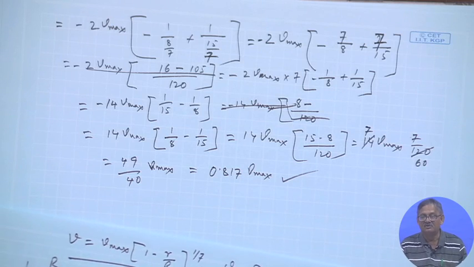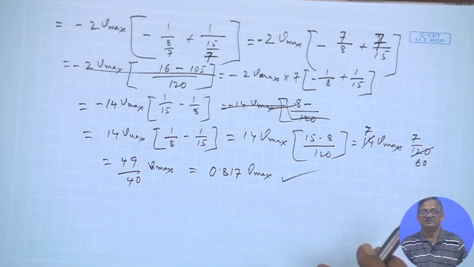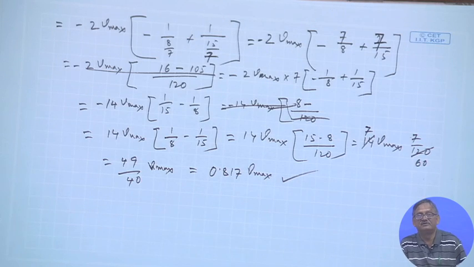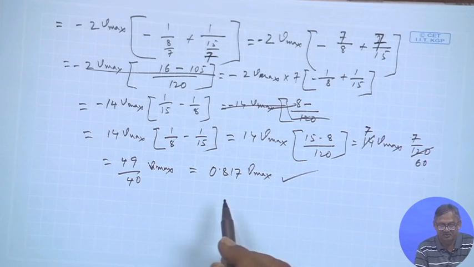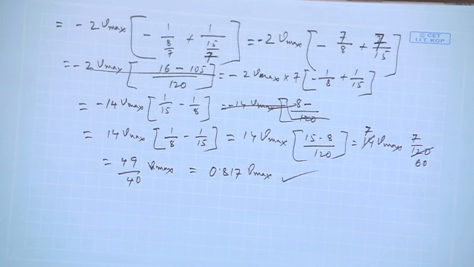So, we could find out what is the average velocity. So, average velocity is 0.817 V max. This is a typical problem. This kind of relation you can also generate and then find out the average value with respect to the actual value, with the maximum value.